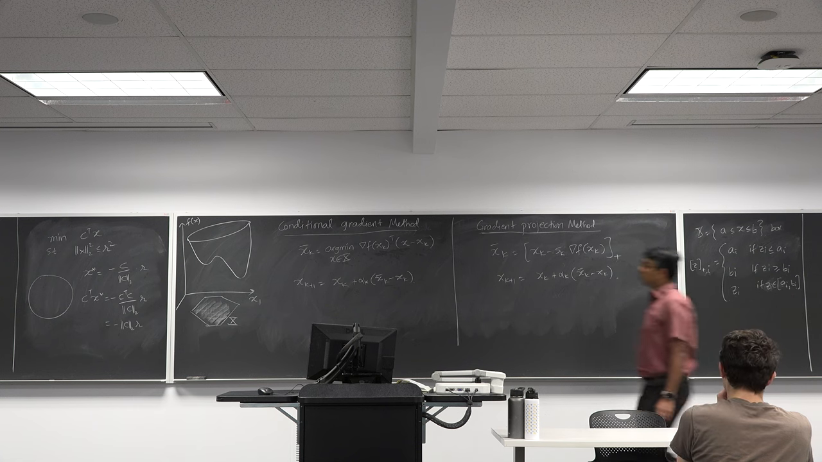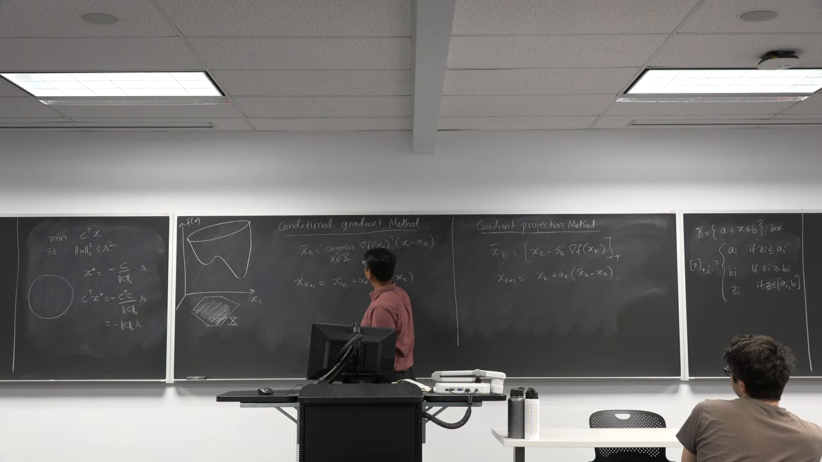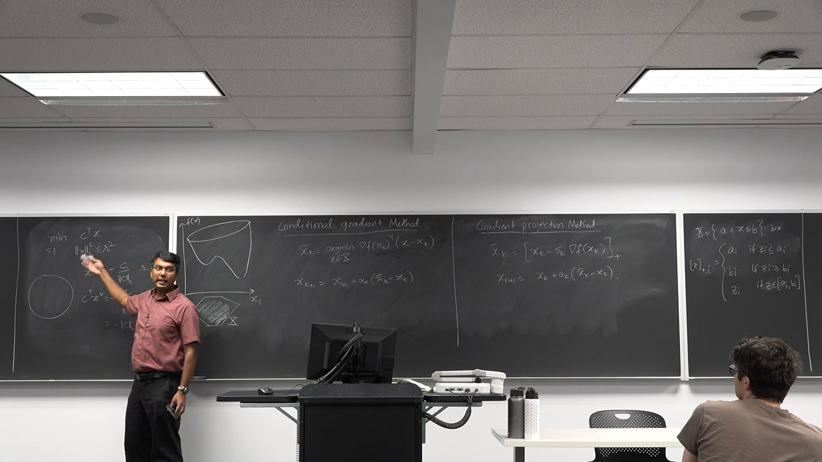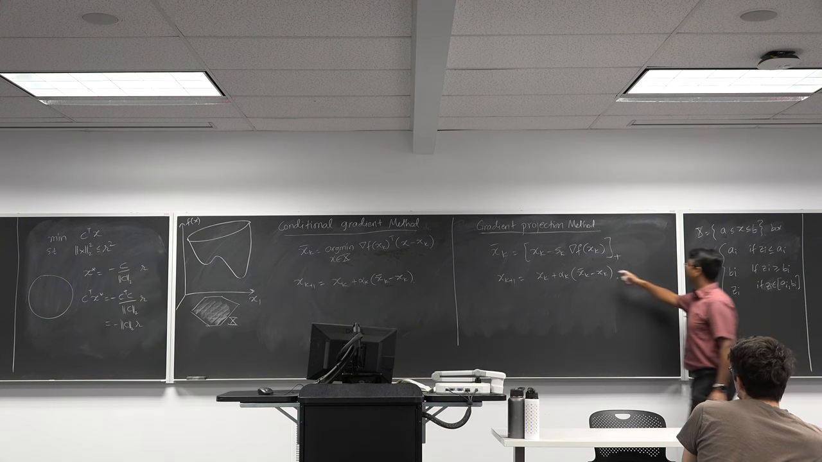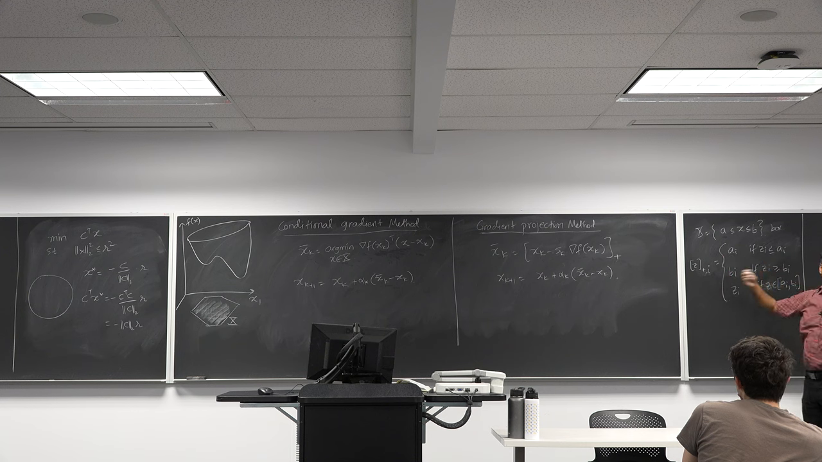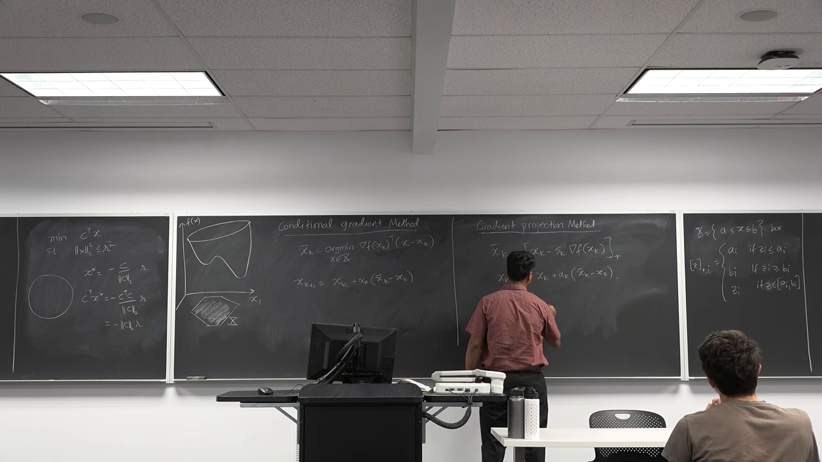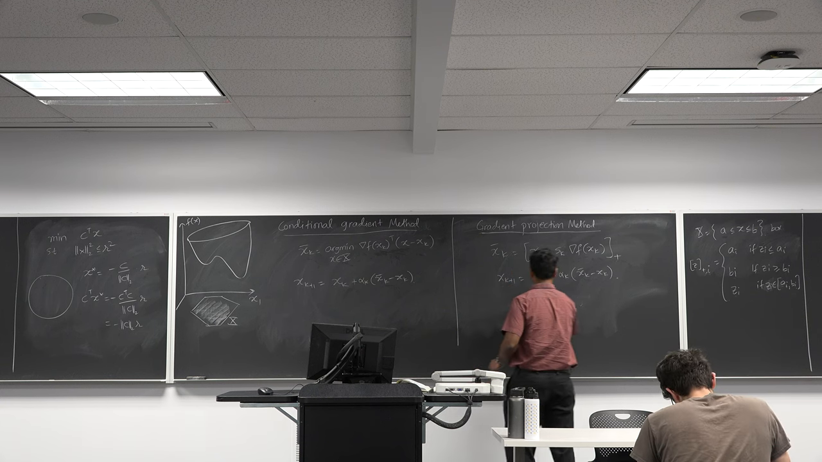For this particular f of x, you can either pick the conditional gradient method to solve it if your set looks something like this, so it's very easy to compute the optimal solution. Or you can use this method if projection turns out to be a simple solution. Projection onto a sphere is also very straightforward. Projecting z onto a sphere, well, I don't want to cover it in this class.